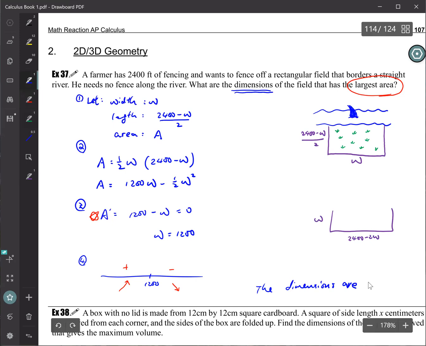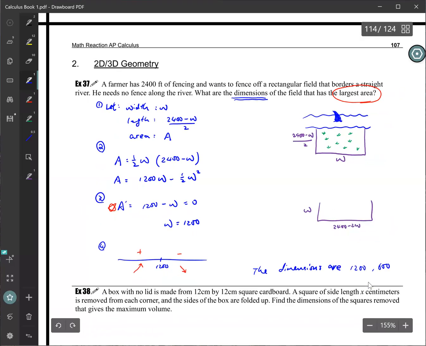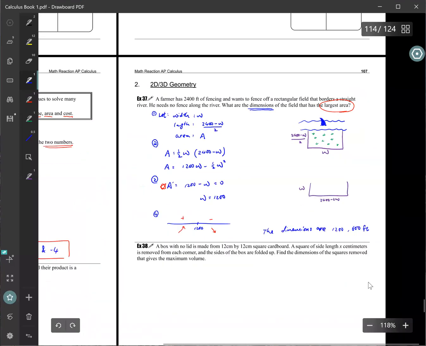I got for W, width, I got 1200. Mm-hmm. And then for length, I got 600. Okay, 1200 and 600. Is it 600? W is 1200, yeah. Okay, so make sure you write down the units, right? This one is feet. Okay, so I think this one is fine.